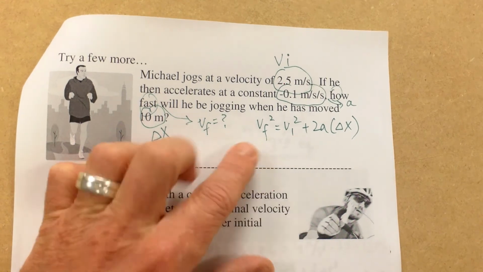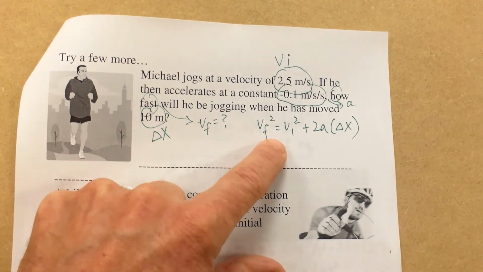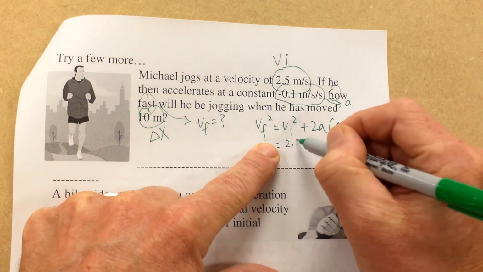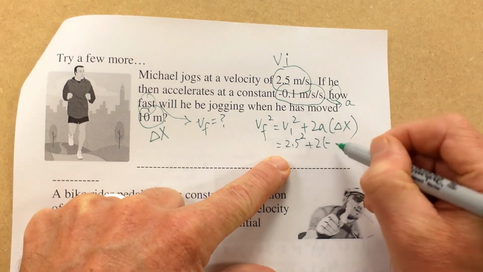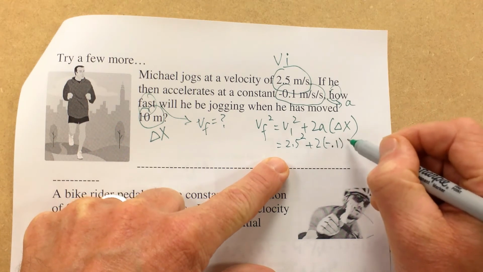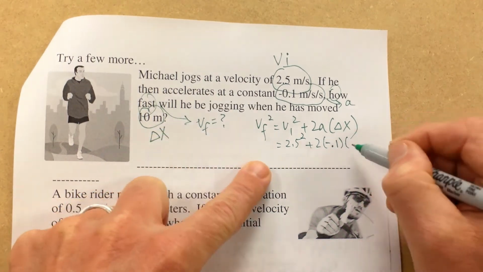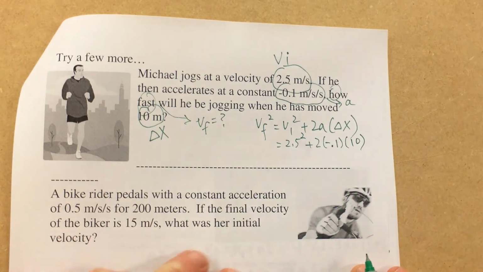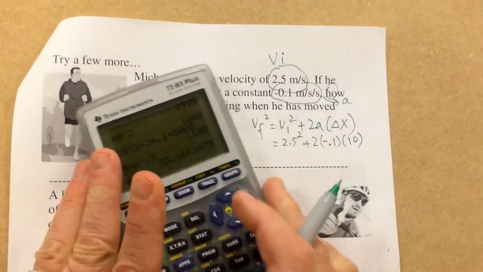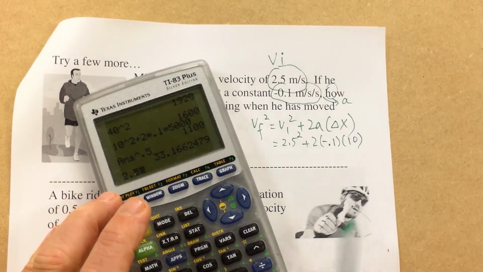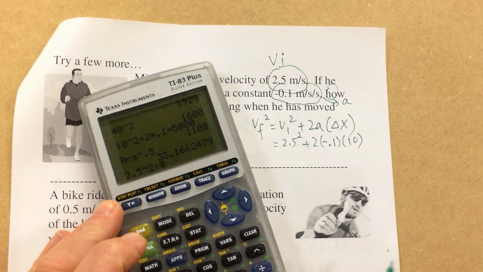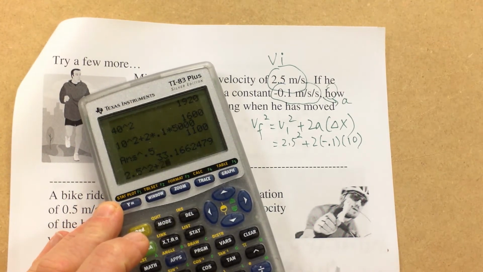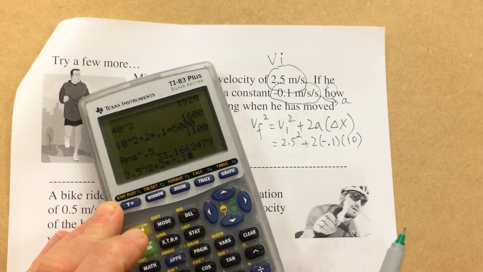So we're not sure what his final velocity is. We know his initial velocity is 2.5. We're going to square that, plus 2 times a, well, that's a negative 0.1, and he then jogs for 10 meters. Okay? So, again, calculators are pretty handy. 2.5, I'm going to square that, and then I'm going to add 2 times negative 0.1 times 10.